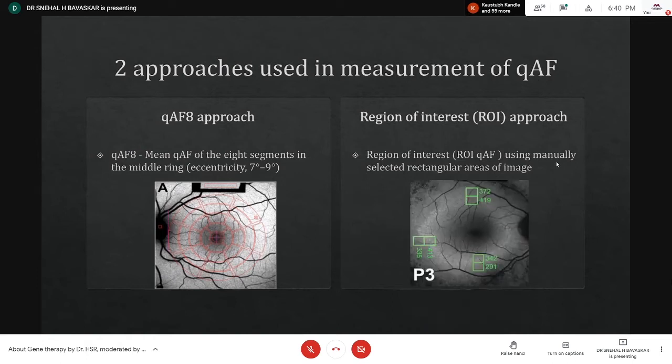The second approach is the region of interest approach, in which the localized area of autofluorescence is studied. This is a patient of RP who has the hyperautofluorescent ring. The region of interest approach calculates the autofluorescence values at select regions within the ring, and just external to it. These are compared to a normal person, an age-matched control, to see whether there is an actual increase in the autofluorescence or it's within the normal limits.